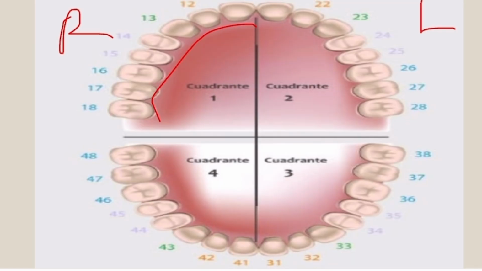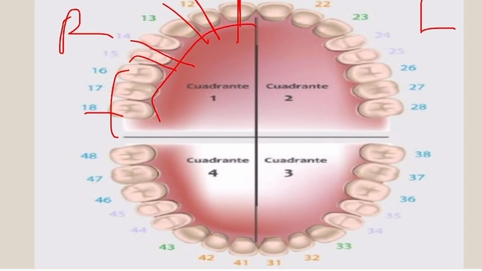This one, which is close to the midline, is the central incisor, and next to it is the lateral incisor. The third is the canine, then the first premolar and second premolar, and there are 3 molars: first, second and third. The third one is also known as the wisdom tooth.